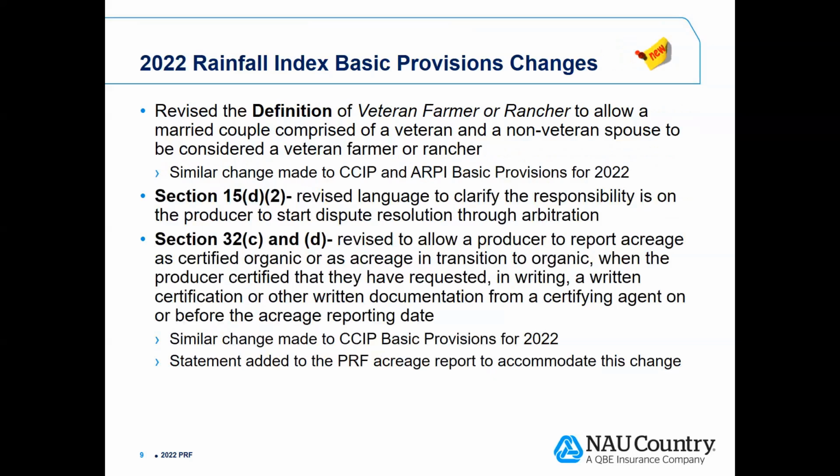Second part, revised language to clarify the responsibility is on the producer. If he wants to dispute anything, it's on him to start the arbitration process. The other thing this year was they allow for certified organic only on the haying practice. So if you go out to the actuarials and look this up, you can see on the county-based values, they've got one for grazing, one for haying irrigated, one for haying non-irrigated, and they have a county-based value for haying irrigated and non-irrigated organic also.